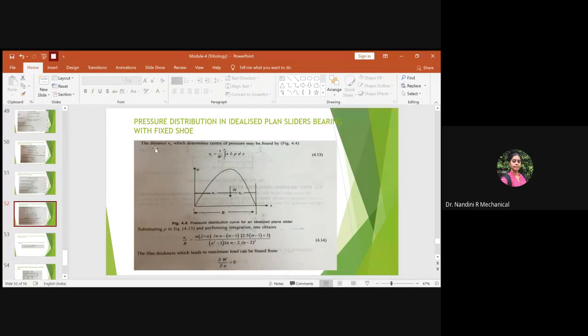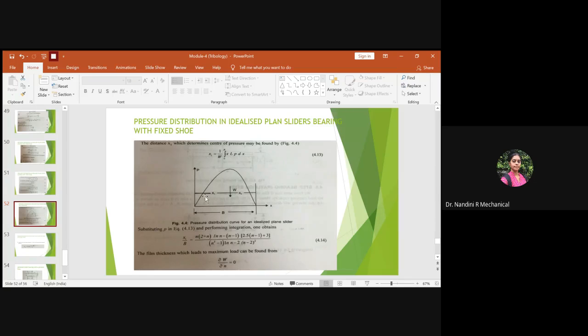So here the distance x1 will determine the center of pressure. So you have x1 from here till here, and this is from here till here, it is the x2. What they claim is that they are determining the distance x1 at which point the load bearing capacity will be maximum. To achieve that, the equation we need to follow is x1 is equal to 1 by W integral of 0 to b. This is b because we are speaking with respect to the width of the bearing. So integral of 0 to b into x. So this is the entire x.